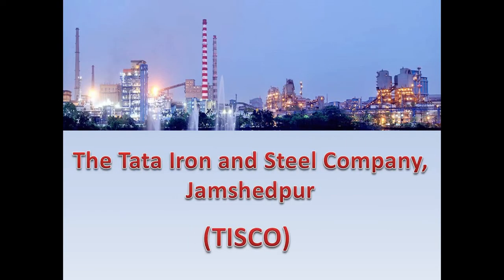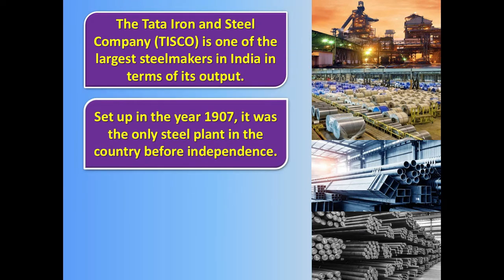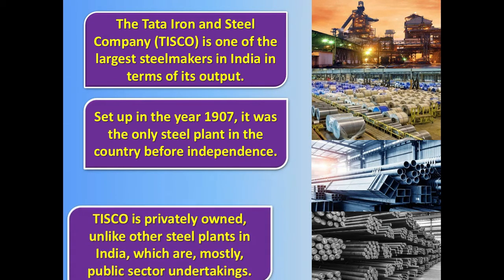And the Tata Iron and Steel Company, Jamshedpur, shortly called TISCO, right? The Tata Iron and Steel Company, that is TISCO, is one of the largest steel makers in India in terms of its output. Set up in the year 1907, it was the only steel plant in the country before independence.